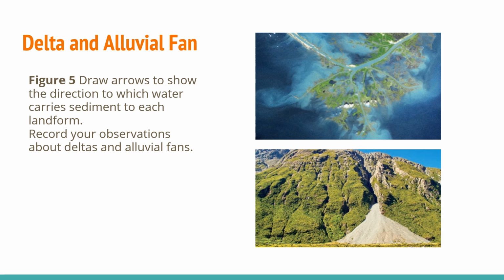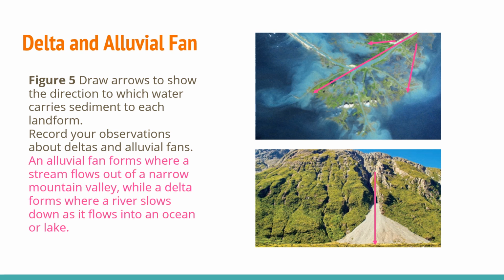Delta and alluvial fan. So figure 5. Draw arrows to show the direction to which water carries sediment to each landform. So in the top we have here, and in the bottom it goes downward. Record your observations about deltas and alluvial fans. So an alluvial fan forms where a stream flows out of a narrow mountain valley, while a delta forms where a river slows down as it flows into an ocean or lake.